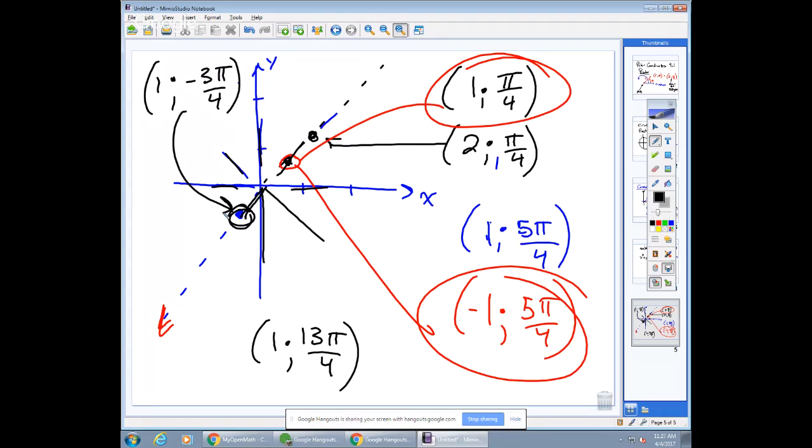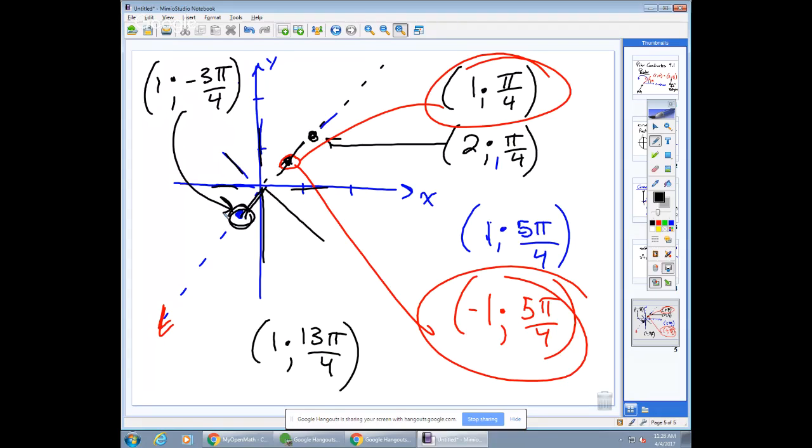So you could spin in a positive direction. You can spin more than once. You can have a negative radius. So for any particular point, there are infinitely many ways to represent it in polar. There's usually a simplest one. The simplest one will have an angle between 0 and 2 pi, and a positive radius. But there are other ways to represent it. Okay? So that gets kind of wild.